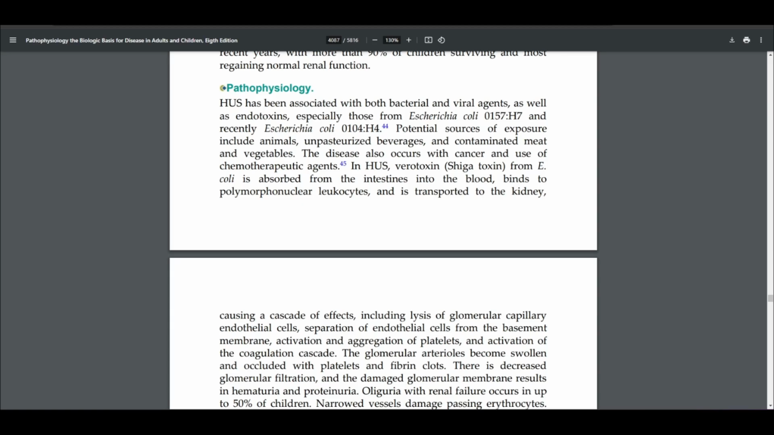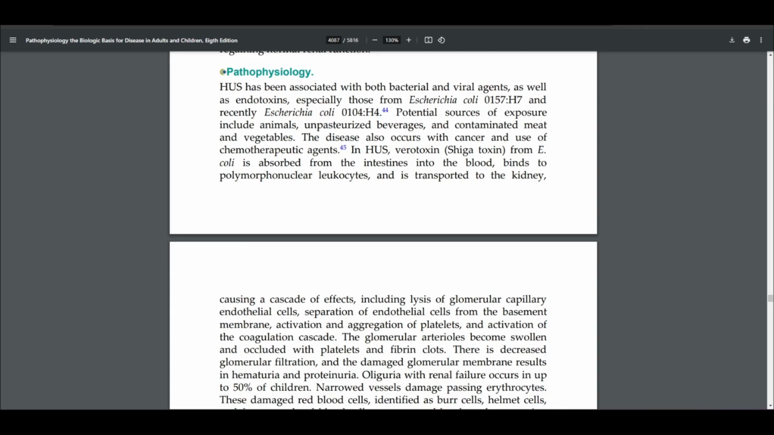So what is the pathophysiology? HUS has been associated with both bacterial and viral agents, as well as endotoxins, especially from E. coli, and recent Escherichia coli, different variations of E. coli. Potential sources of exposure include animals, unpasteurized beverages, and contaminated meat and vegetables. The disease also occurs with cancer and use of chemotherapeutic agents.